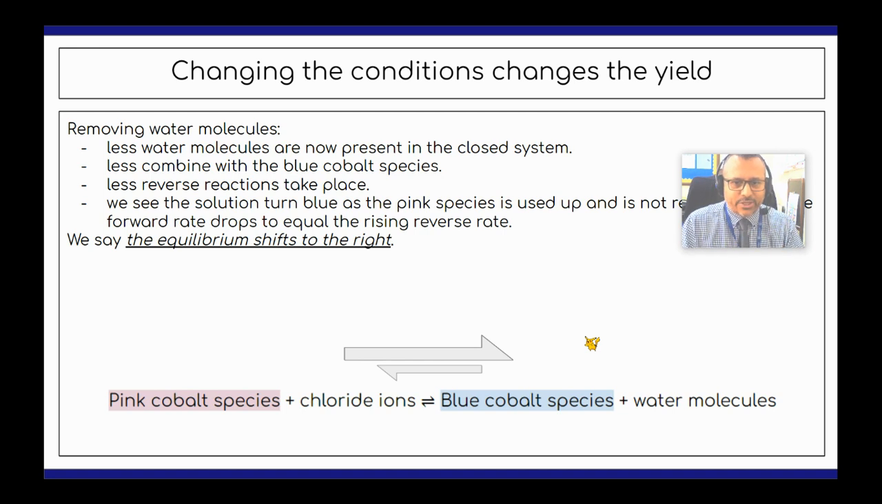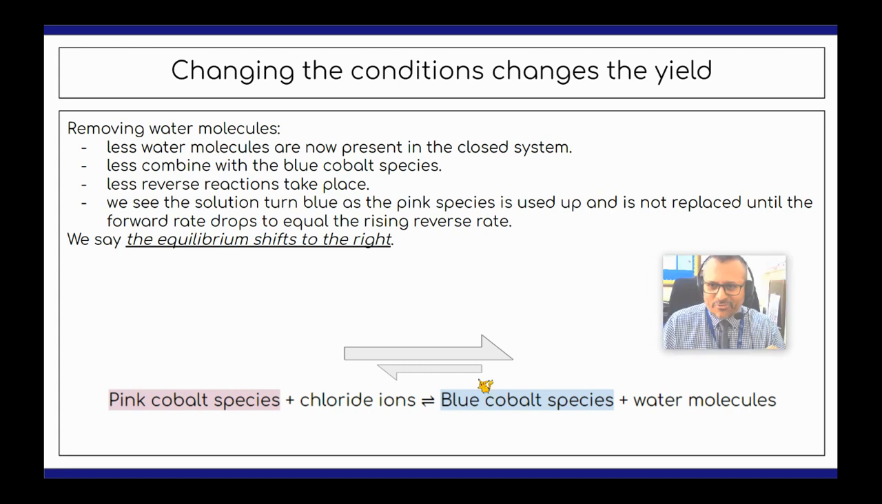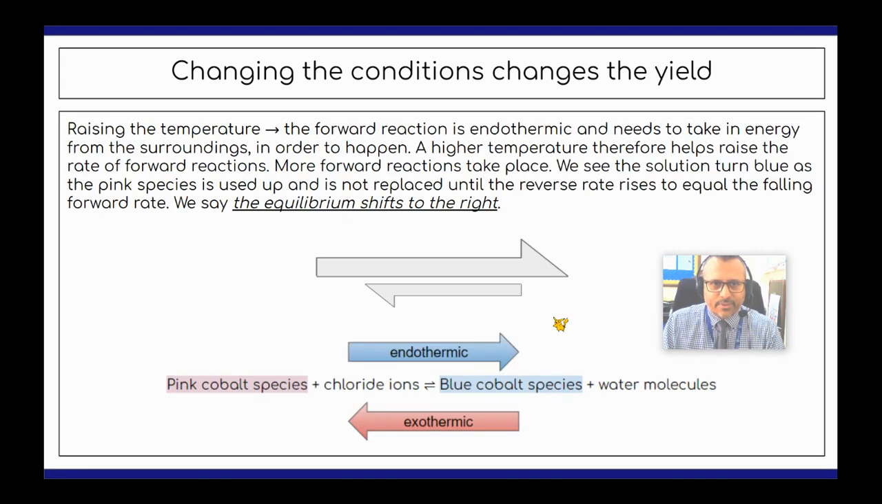And a similar justification can be made for removing water molecules. If you remove water molecules, there's less that can combine with the blue, so the pink is dominant because there are more forward reactions taking place than reverse reactions, and the solution turns blue as the pink species is used up and is not replaced until the forward reaction rate drops to equal the rising reverse rate. So we can say that the equilibrium shifts to the right.